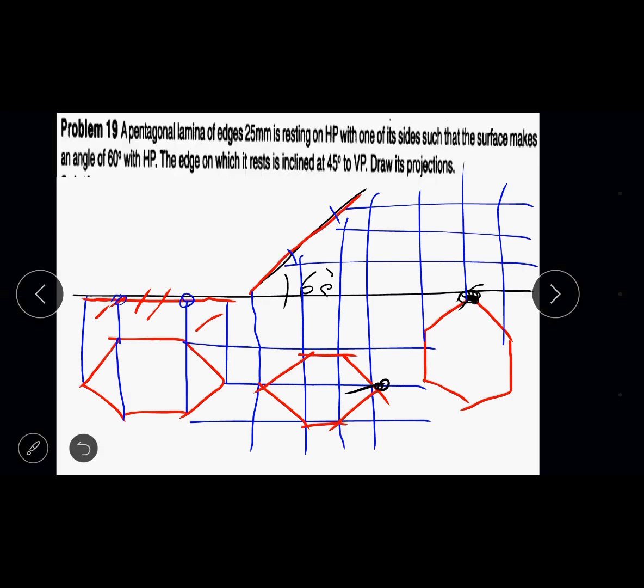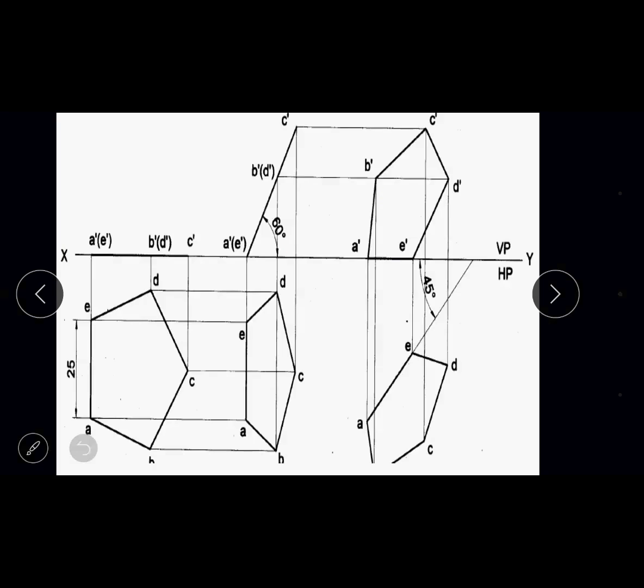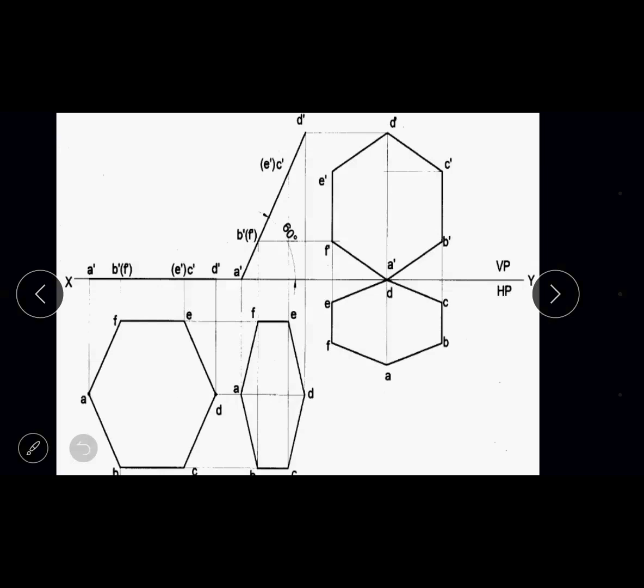So this is pentagon, hexagon. So this is a solution. So this is the hexagonal lamina which is placed on HP with corner resting. So this is the corner resting of the hexagonal lamina. It was placed on HP. The top view is regular shape hexagon and the front view is a horizontal line.